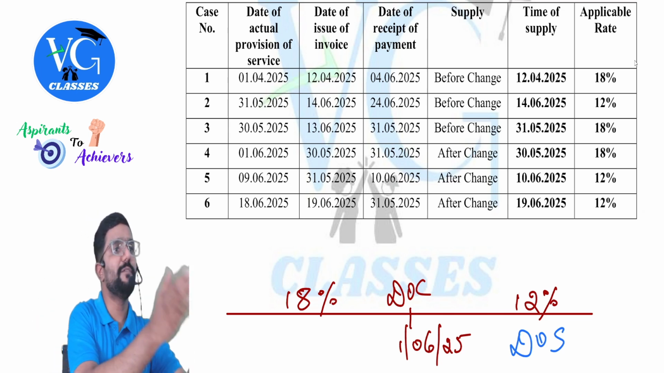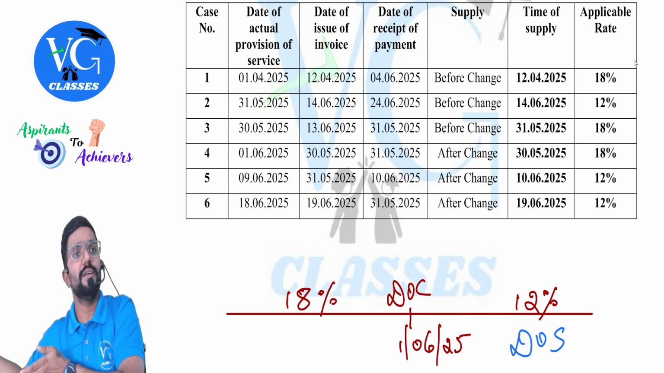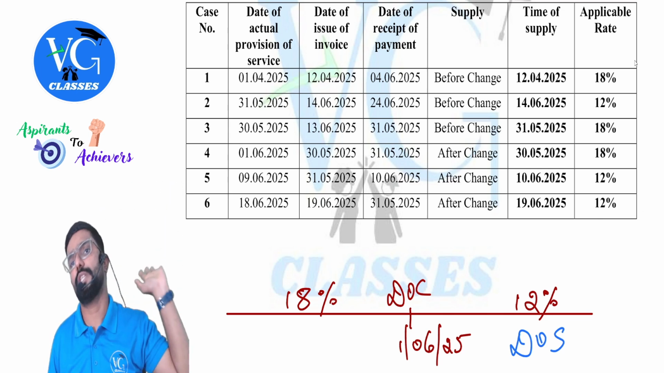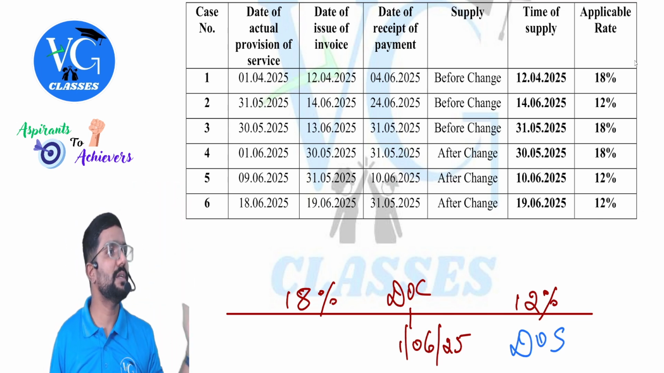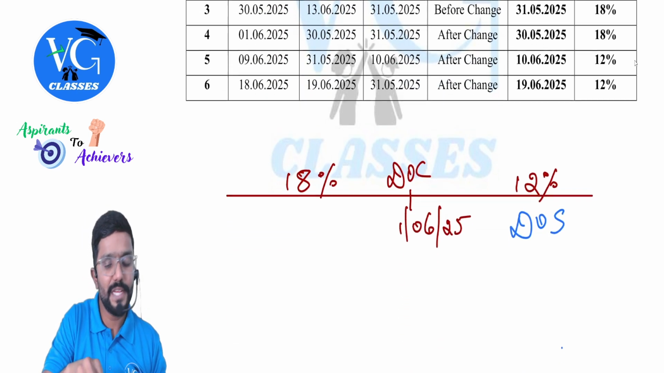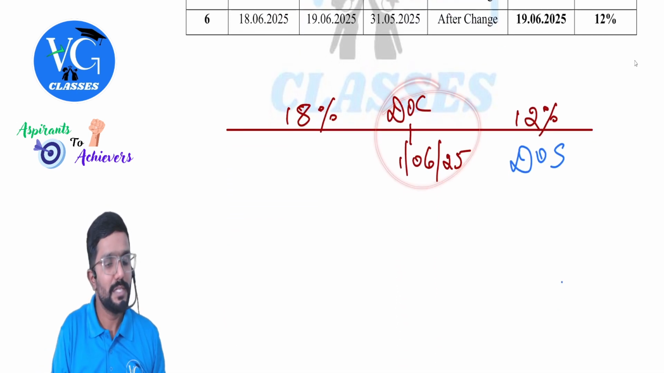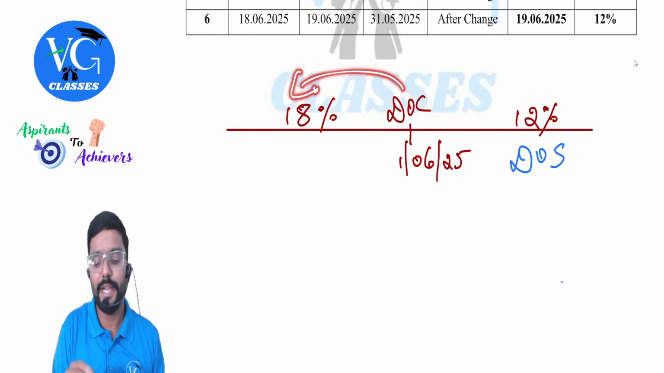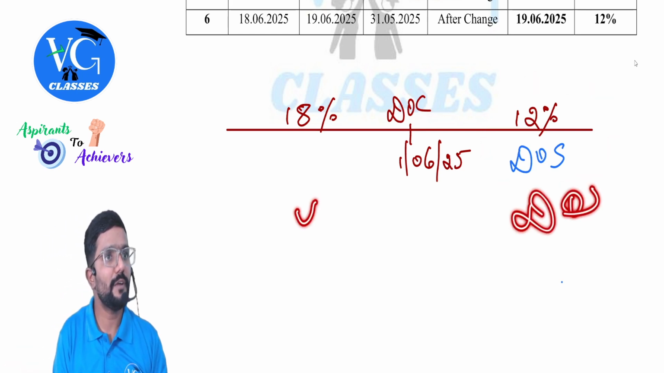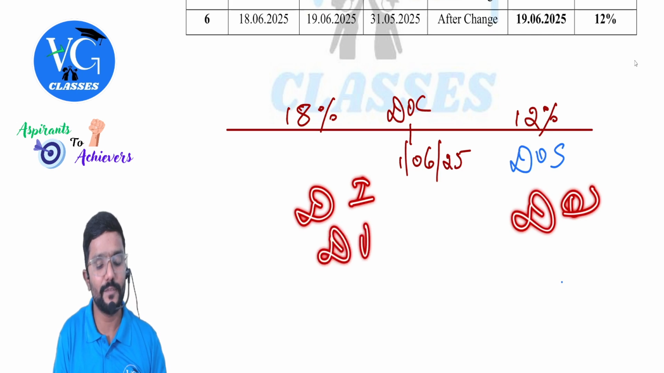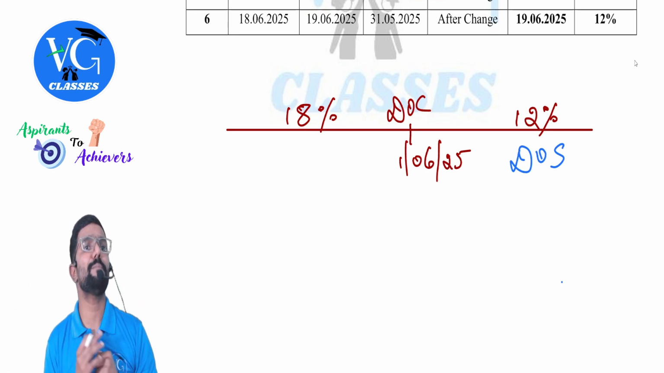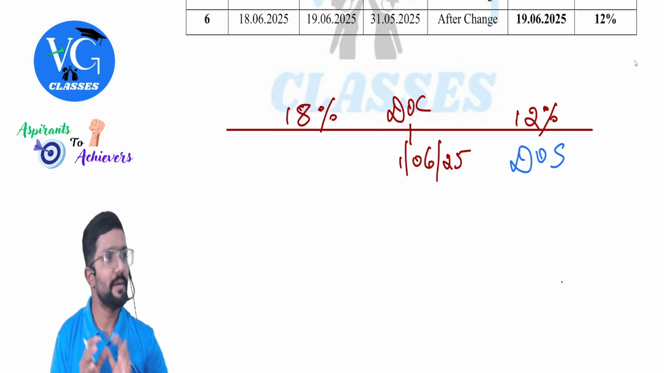Sir, what if all three events are before? What if all three events are after? Then there is no section 14. We need to apply section 12 or section 13. Okay. When should we apply section 14 is, sir, there is a change in the rate of GST. So, supply has either happened here, but date of invoice or date of payment is on the opposite side. Or else supply happened here, date of invoice or date of payment, either of this is on the opposite side. Means few here, few there, like that. Only in that case we will apply section 14, guys. Is that clear? Please be careful.